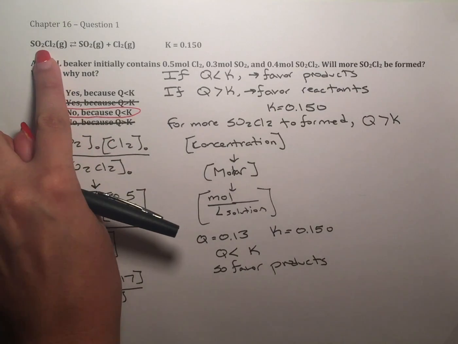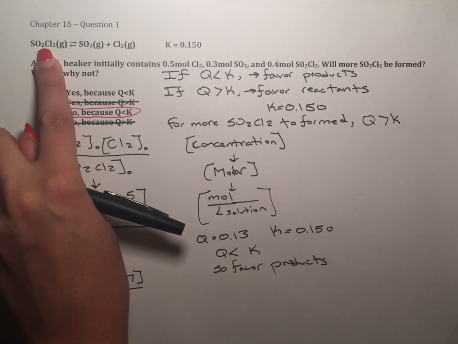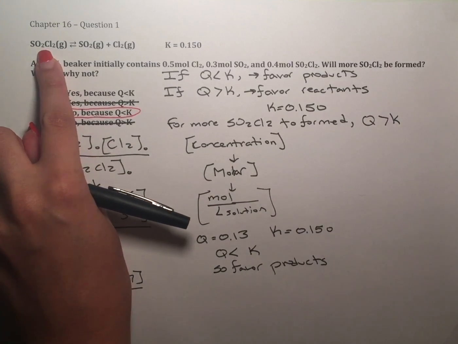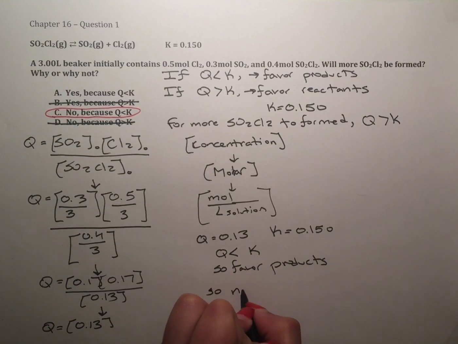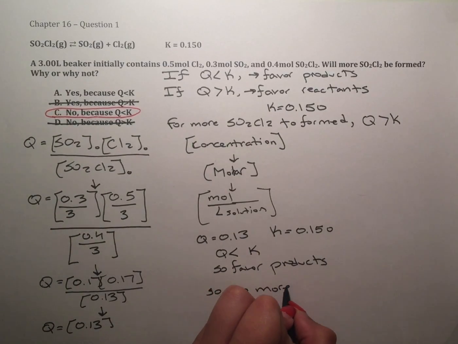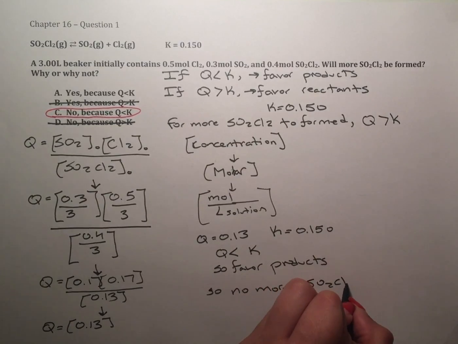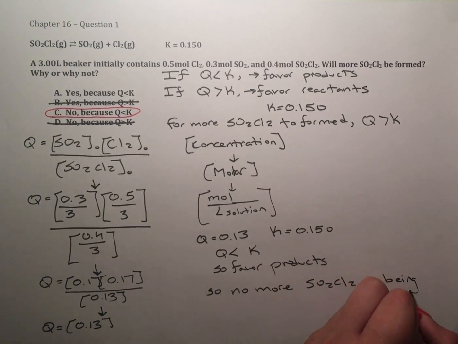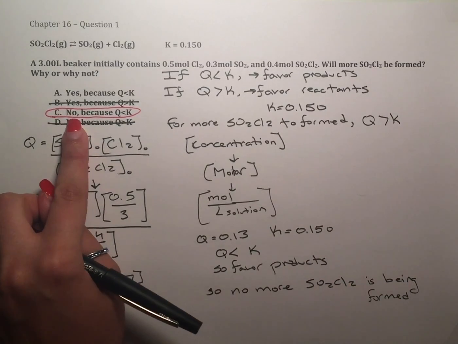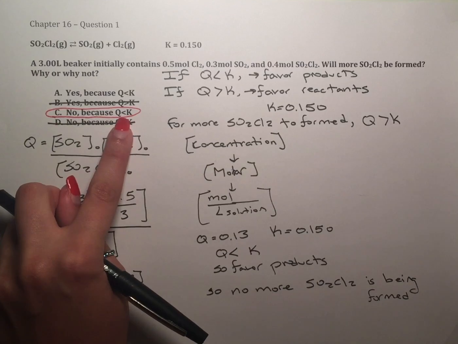And is SO2Cl2 a product? No, SO2Cl2 is a reactant. So no more SO2Cl2 is being formed. So our answer is C, no, because Q is less than K.